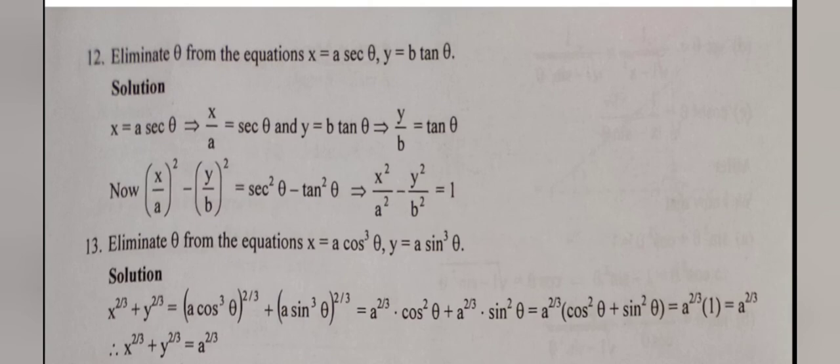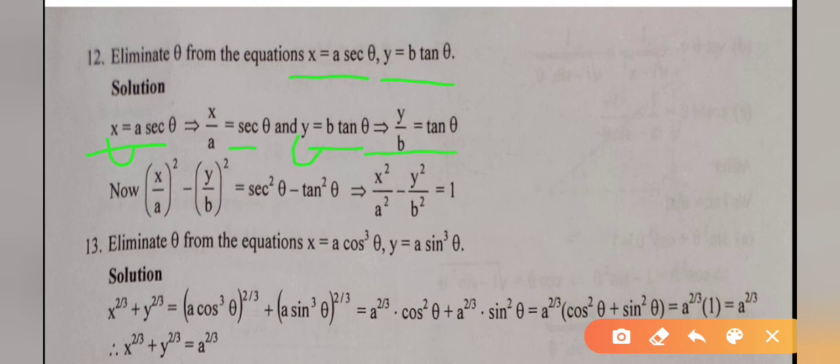Yes, here in the next example, eliminate theta from the equation x equals a sec theta, y equals b tan theta. Again, let us consider here x equals a sec theta. Taking a to the LHS, it becomes x by a equals sec theta. Similarly, y equals b tan theta, and again take b to the LHS, what we get? y by b equals tan theta.